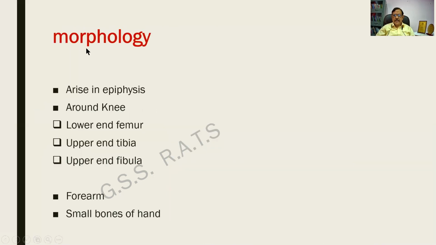What is the morphology? This is one of the key points of the answer. It arises in the epiphysis. Epiphysis is the end of the bone, and most common is around the knee. That is lower end of femur or upper end of the tibia or upper end of the fibula. The other arms, forearm bones, as well as the small bones of the hand can also be the site, but most important will be these three bones. Please do remember.